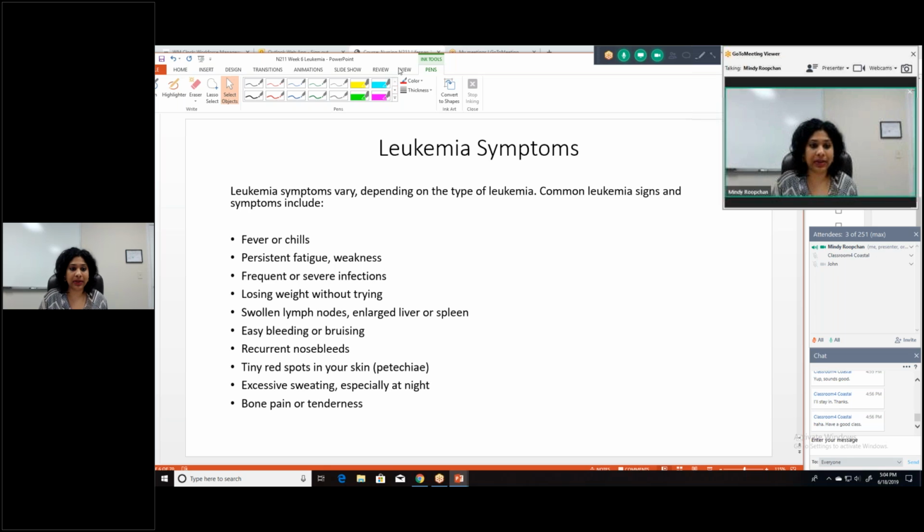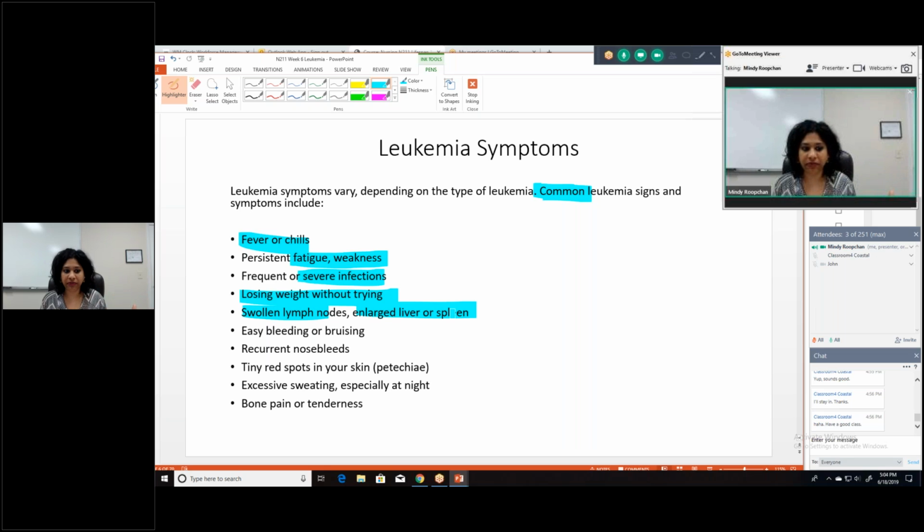So these are going to be the common leukemia signs and symptoms, okay? Take a look at these, make sure you're familiar with them. Fever or chills, fatigue and weakness, severe infections, losing weight when they're not trying, swollen lymph nodes, enlarged liver or spleen. Think about your lymphatic system, think about your immune system. So far, some of this stuff sounds like if you had a flu, right? Fever, chills, weakness, infection, the swollen lymph nodes or your glands are swollen. So think about what's happening in the body.